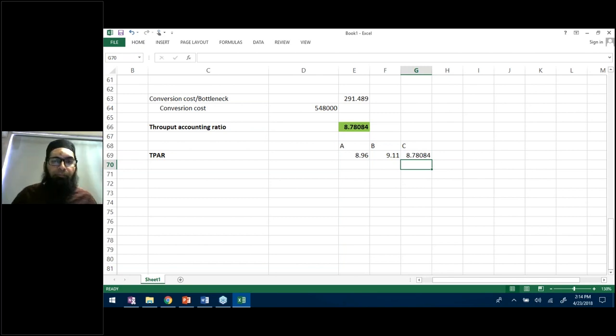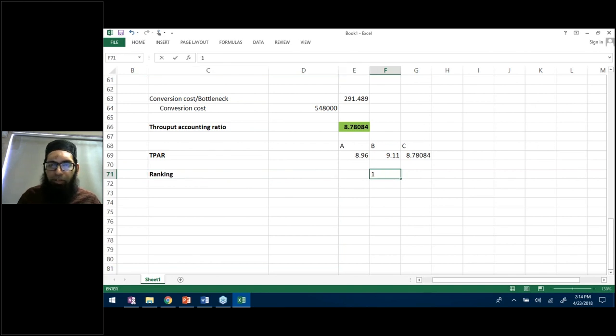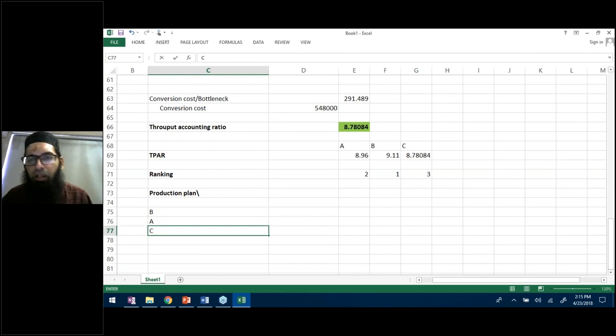Now, what you do, you will rank it. So the next step will be ranking. Ranking wise, product B will be my rank 1. Product A will be my rank 2, and procedure C will be my rank 3. Finally, I will be preparing the production plan. So I will be making, first of all, procedure B, then A, and then if the resource is left, I will be covering procedure C.